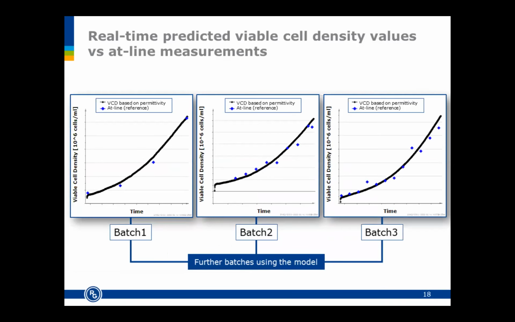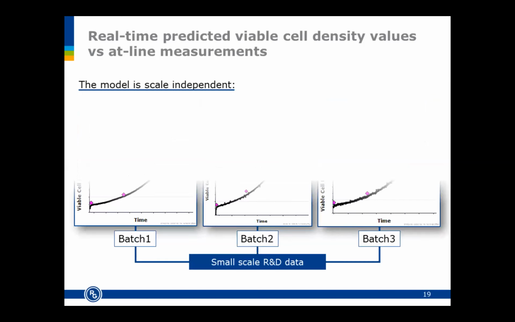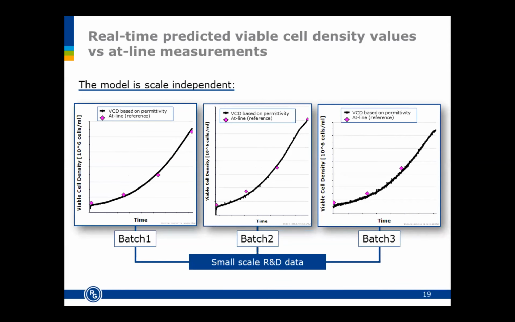We used to apply this model during our further batches in the biotechnology production plant. In these graphs, the black lines are the VCD estimations based on the inline measured permittivity values of the Incyte sensor using the linear model. The blue dots are the results of the at-line reference measurements. The real-time predicted values were quite close to the reference values, which means that these batches can confirm our results. And we can say that our model is scale independent because the model is working for the batches of our R&D department as well.